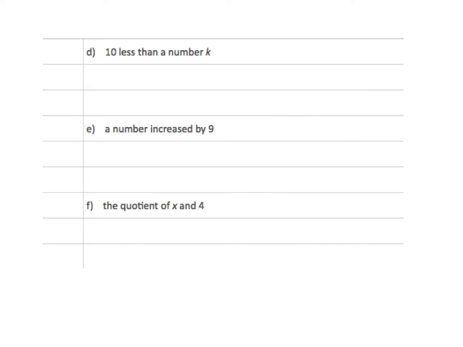Here's one where the variable is specified. So we have 10 less, which means we're going to subtract. However, here's that word than, so it's going to be something minus 10. We got to switch it around. A number K. So that K now is the variable that I want you to use. This is the only time I'm specific on the variable, is if they mention it in the phrase. Let's go on to letter E. A number. Don't know what number. Let's use J. Increased, so that's plus by 9.